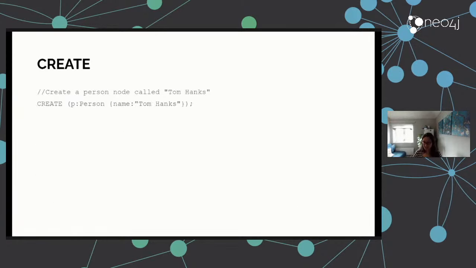If we want to create some nodes, then we just switch out what we had before for match. We switch out with create. So if I want to create a person node with the name Tom Hanks, I put in create, the label, and the property.